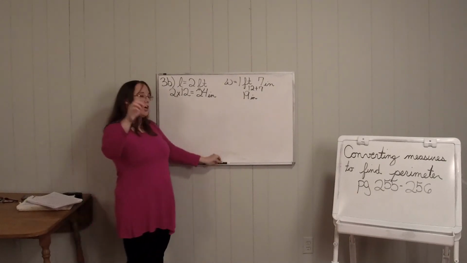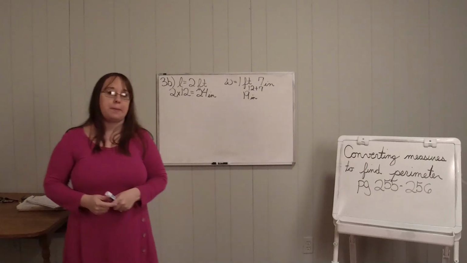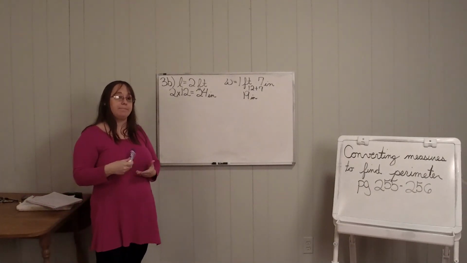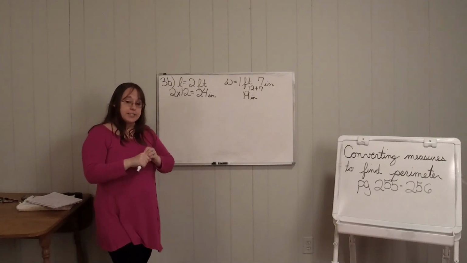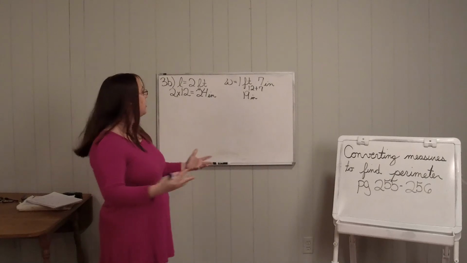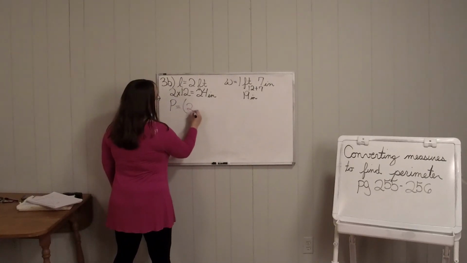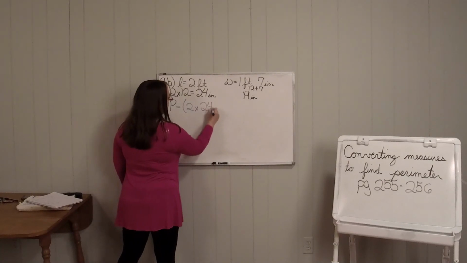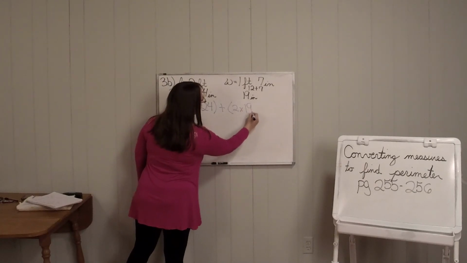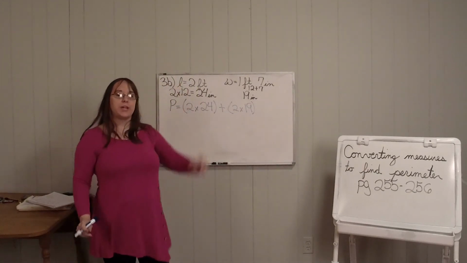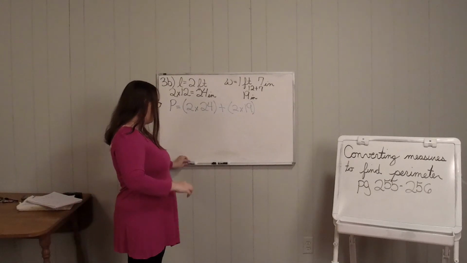Alright, before I show you what's the next step, you do it. What's the next step that you have to do after you've got your inches? Your next step will be the perimeter formula. Okay. 2 times 24, 2 times 19. Go ahead and work out your multiplication. 2 times 24 and 2 times 19. You can do it. Come on.